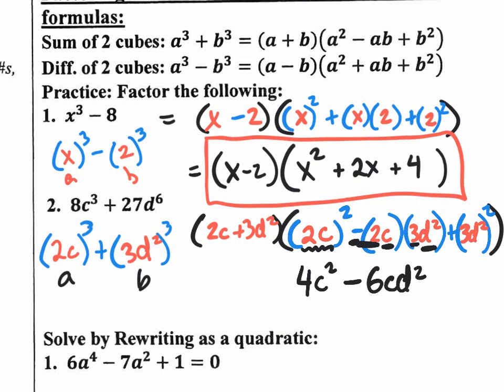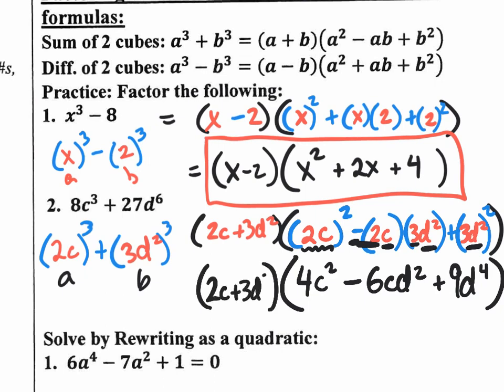And last but not least, if I take 3d squared and multiply it with itself, what do I get? Plus 9d to the 4th. And that is all in parentheses. That is a trinomial. Don't forget about your binomial that is out in the front, 2c plus 3d squared.